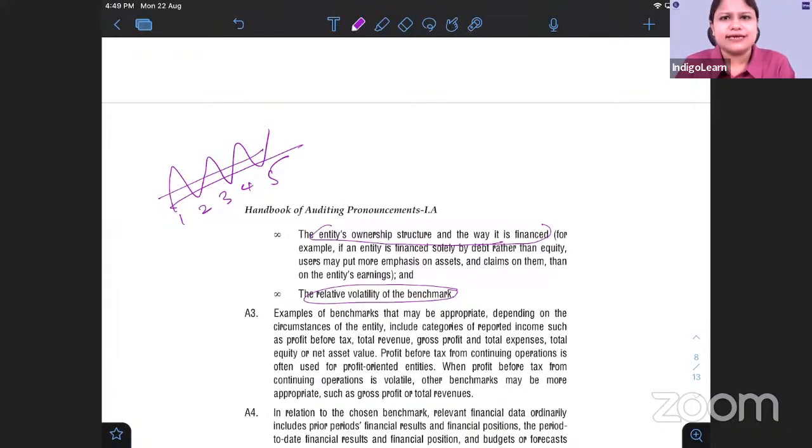But if you take a company like Reliance, can you take profit figure? Yes, because there is some kind of stability. There is some kind of understanding that, yeah, this is the level. So that you can do. Understanding?